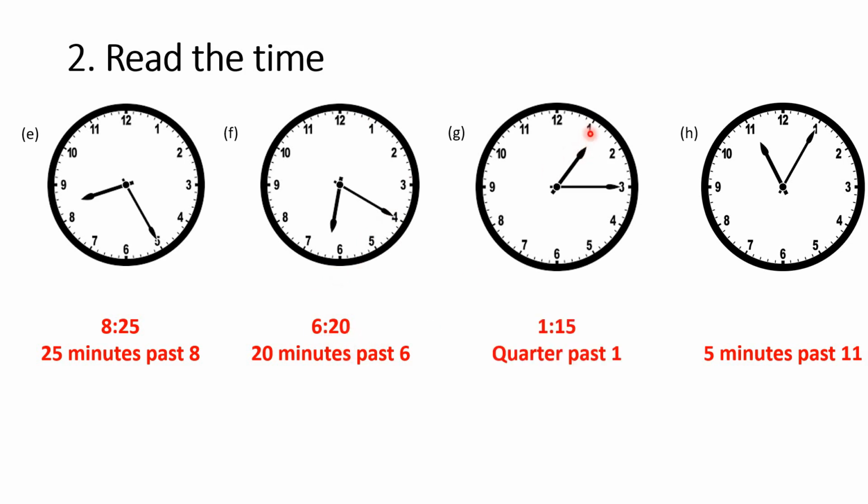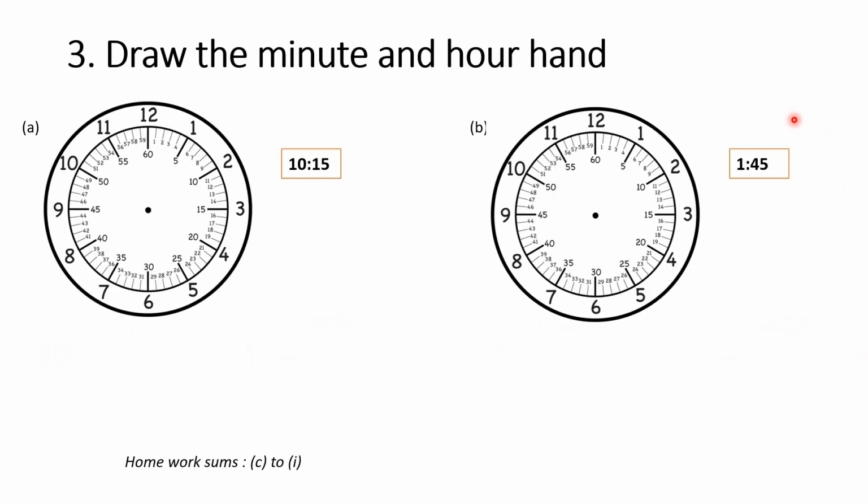Next is, between 1 and 2 is the hour hand and the minute hand is at 3. So it is 1:15. This makes 15 minutes, or you can also call it quarter past 1. That means a quarter of an hour has passed after 1 o'clock. And the next one is 11 and 12. The hour hand is slightly after 11 and the minute hand is at 1. So it is just 5 minutes from 11 o'clock. If the minute hand had been at 12, then the time would have been 11 o'clock. But the minute hand has moved 5 minutes after 12. So therefore, the time is 11:05 or 5 minutes past 11. That means 5 minutes have passed 11.